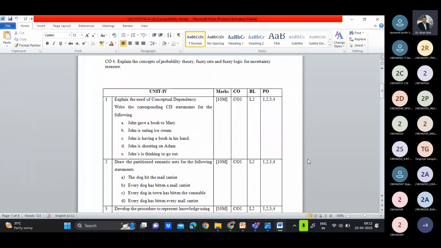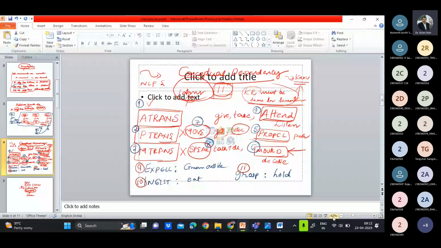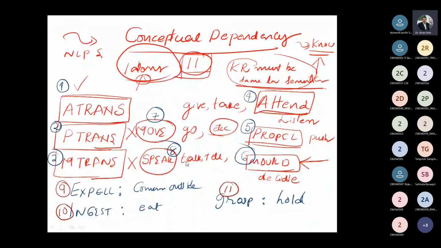John is shouting on Adam. Speak, sir. Shout, Entrance. Shouting means speak. Entrance is a positive sense. Speak is how do you make noise? So speak you have to write here. Shouting means it is an undesirable aspect. So obviously you have to use the speak.